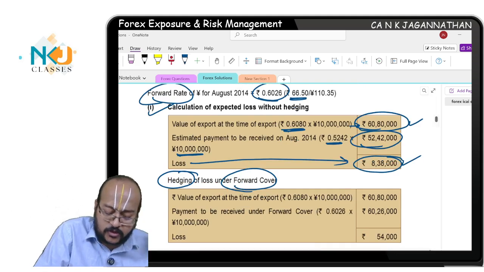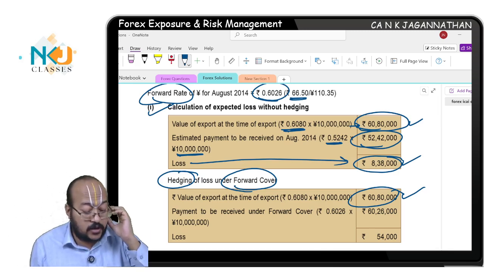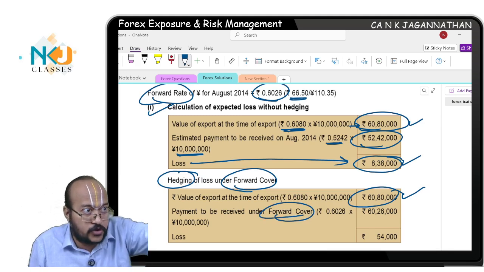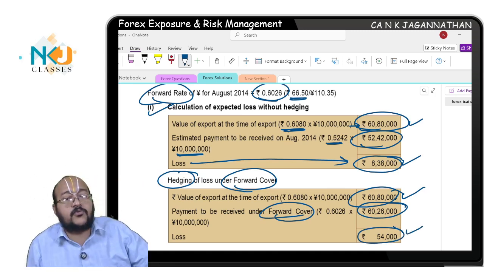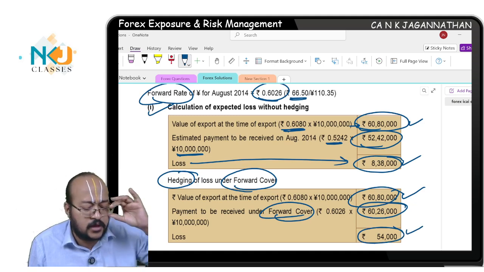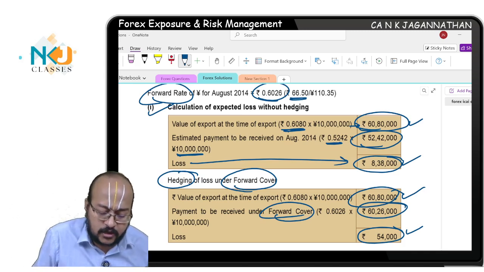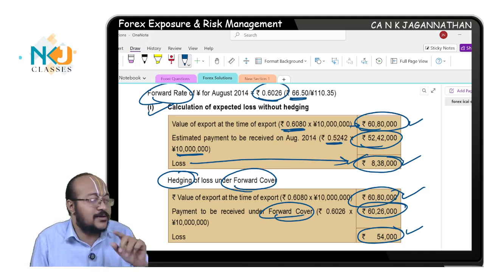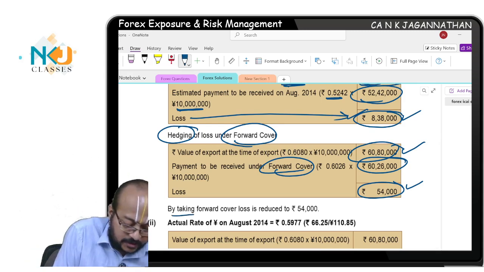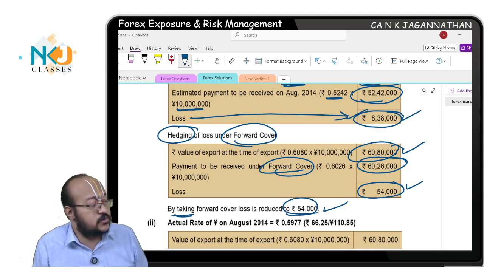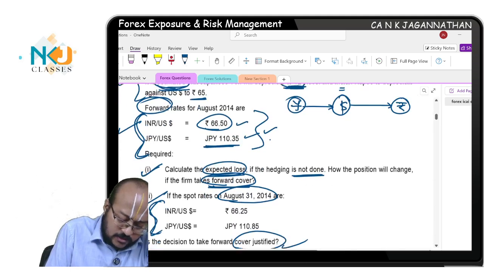So what happens? Value of export at the time, this will remain same for all the options. 60 lakhs 80,000, spot rate will be same. Correct? Now, payment to be received under forward cover. If you enter into forward contract, what would be the amount? 60 lakhs 26,000. Hence, if you enter into forward contract, you will only incur loss to the extent of 54,000. If you leave the exposure without hedging, then you will incur loss of 8,38,000. There is a saving in loss, which is obviously a gain. So which is better? Forward cover is better. Are you all understanding? By taking forward cover, loss is reduced to 54,000, which is better. Better to hedge the contract than to go without hedging.